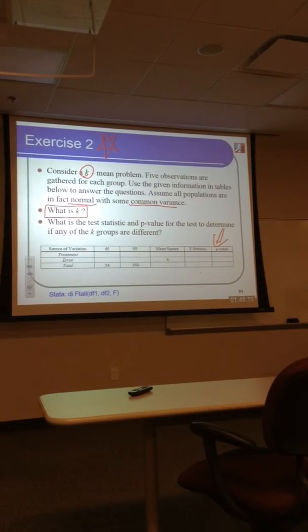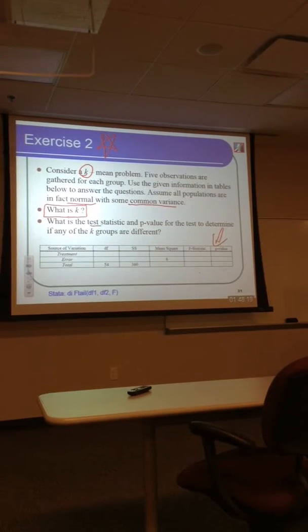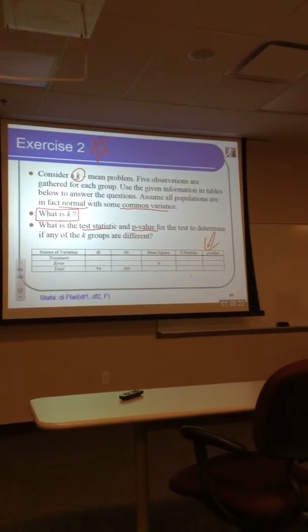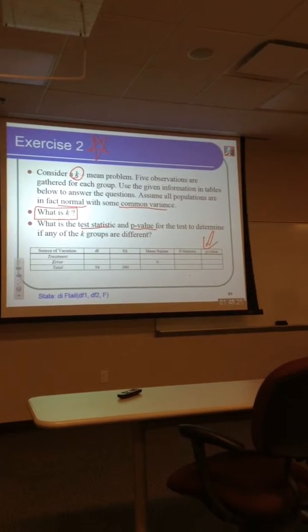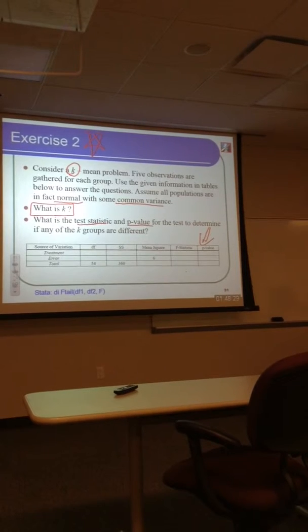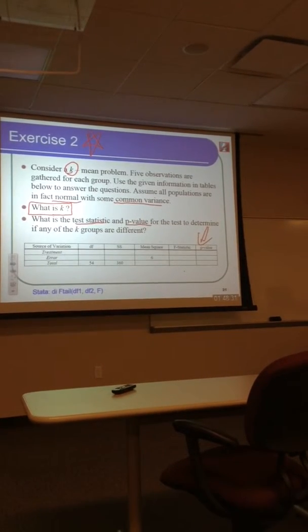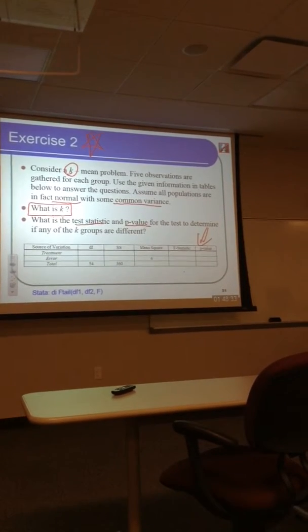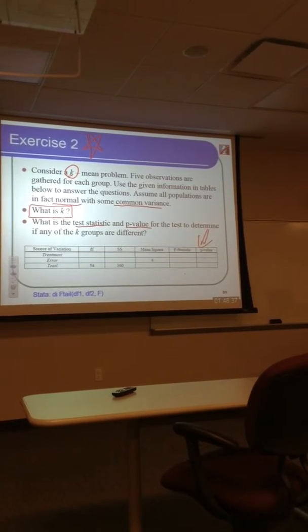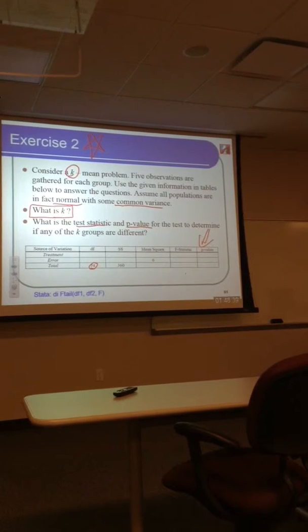And then what are the test statistic value and the p-value for testing whether the K groups are different or not? When you have an ANOVA table like that, you have to think about all the relationships among those numbers in the table. So let's start with the degrees of freedom. We know the degree of freedom for total equals what?